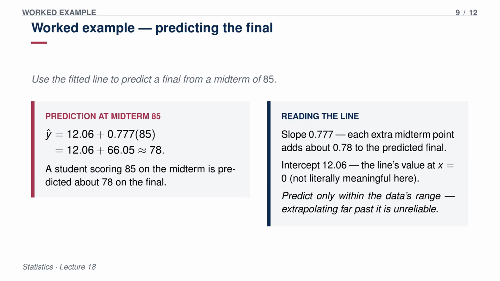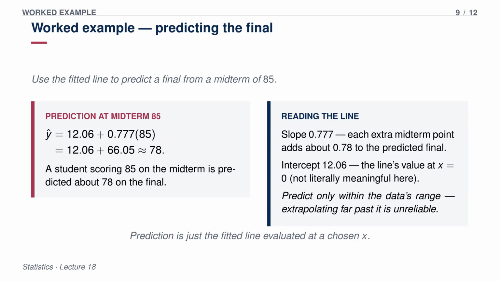Reading the pieces, the slope, 0.777, says each extra midterm point adds about 0.78 to the predicted final. The intercept, 12.06, is just the line's value at x equals 0, not literally meaningful for a midterm score since nobody scores 0 and stays enrolled.